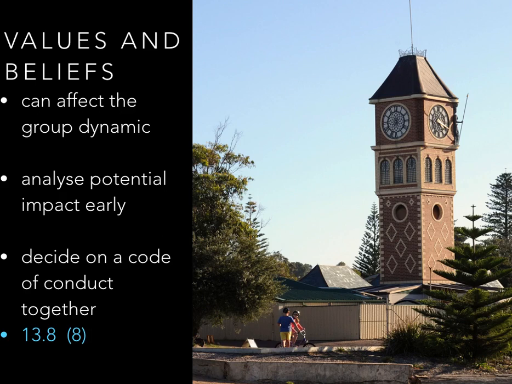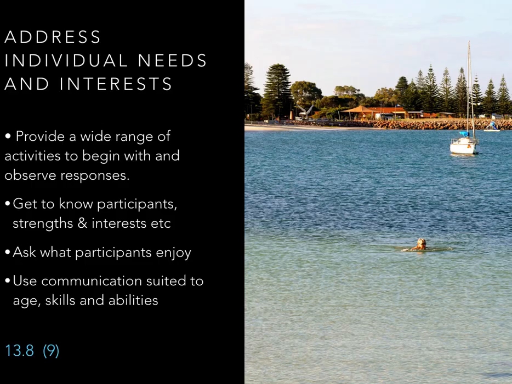Values and beliefs can affect group dynamic. So, different young people may have completely different values or beliefs, things that are important to them. So we just need to analyse the potential impact and decide on a code of conduct early. We need to address individual needs and interests, provide a wide range of activities to begin with and observe responses, get to know participants, ask what they enjoy, use communication skills that are suited to the age, the skills and the abilities.